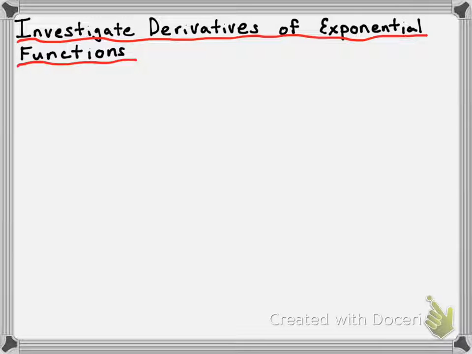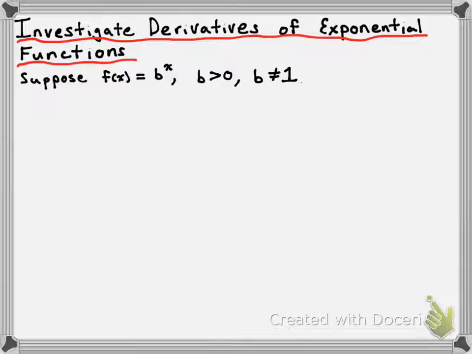Hey everyone, so in this video we're going to investigate derivatives of exponential functions. So just a couple of little things. We're going to be working with a function. Say we have f of x is equal to b to the power of x. In this case, b is going to be greater than 0, and b is also not going to be equal to 1. So this is the standard exponential function that we've worked with in the past, going back to about grade 11.